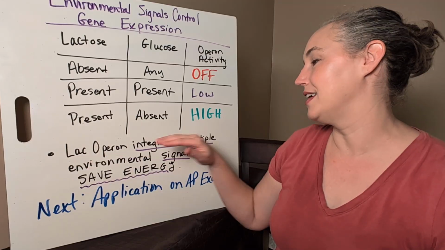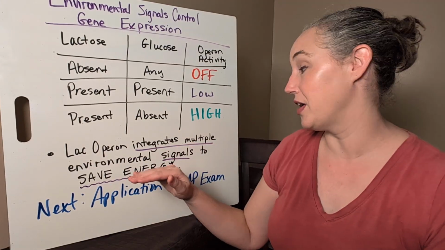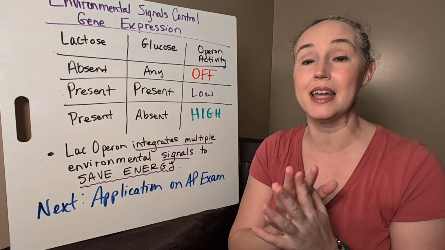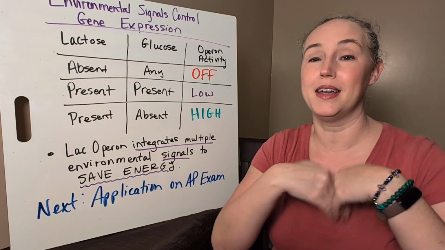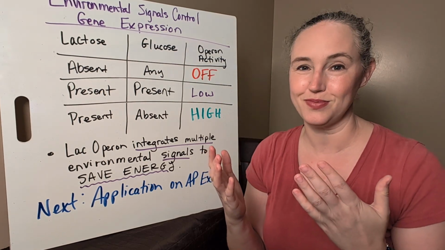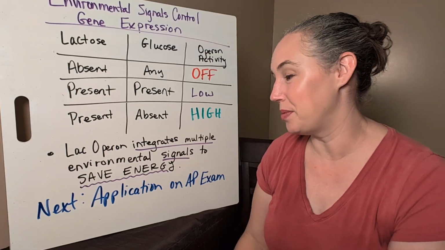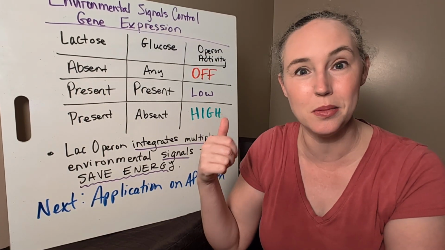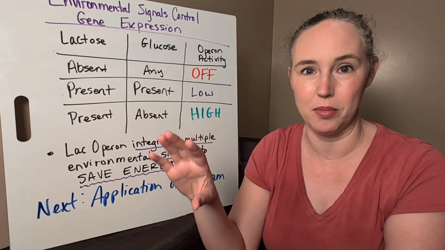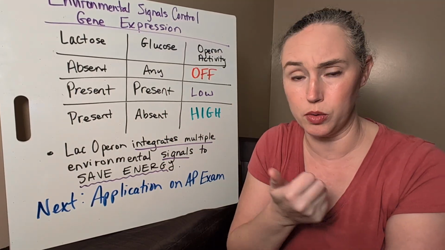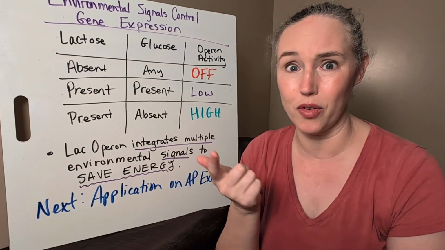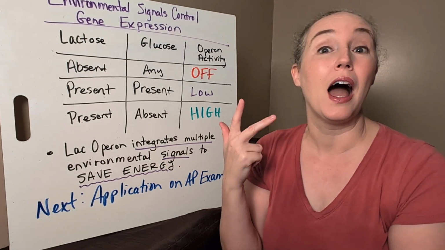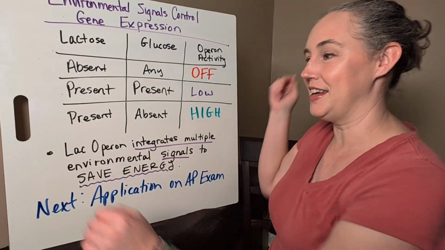The Lac Operon integrates multiple environmental signals, again, for the goal of saving energy and making the cell more efficient. The next video will be all about how you're gonna see this whole system on the AP exam. So what kinds of multiple choice questions will I see? What will the diagrams look like? What possible FRQs could they ask? This is what we're gonna be looking at in the next video.